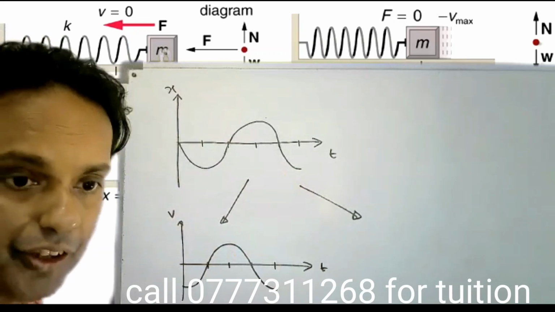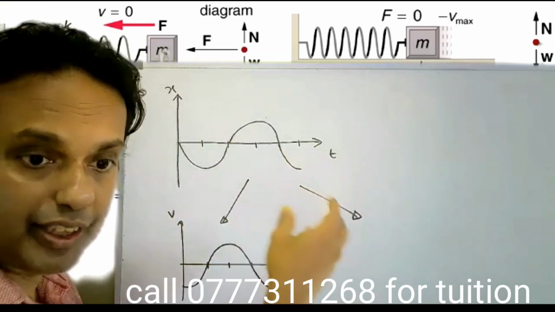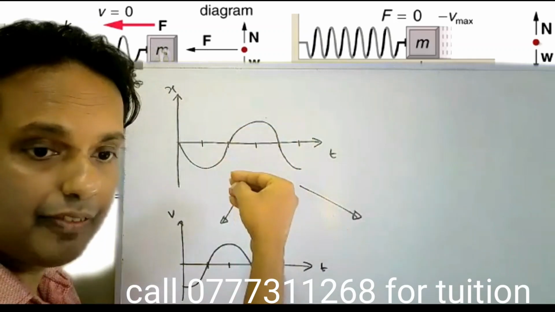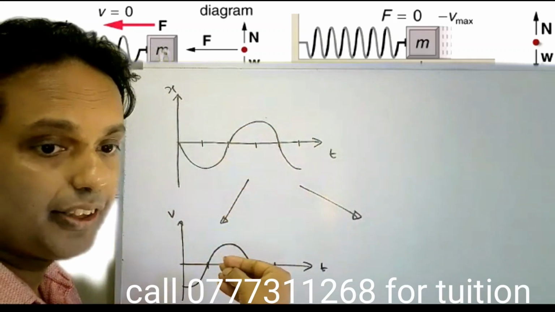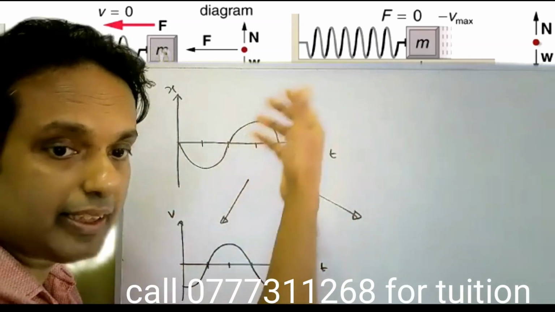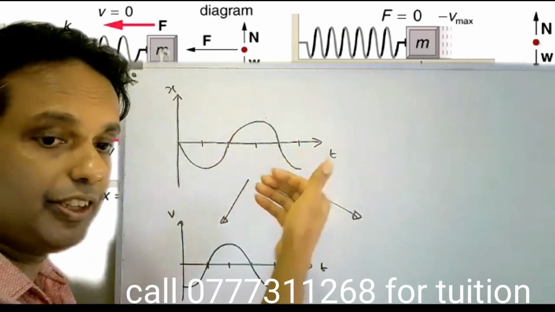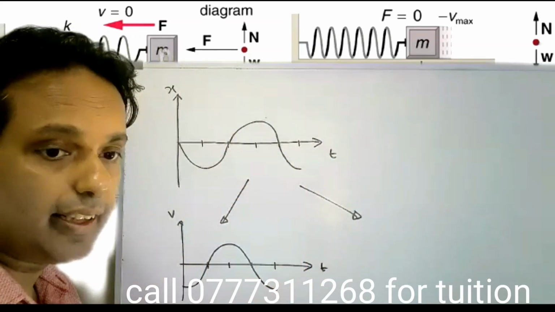That is your velocity function. In terms of physics, the displacement function, velocity function, and acceleration function have a phase difference of 90 degrees. In terms of maths, it's a differential. Differentiation of the displacement function is the velocity function. Differentiation of the velocity function is the acceleration function.